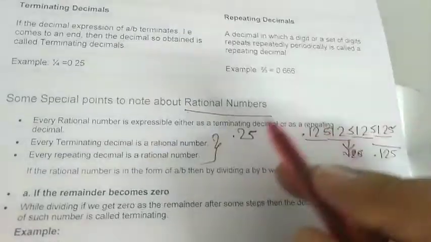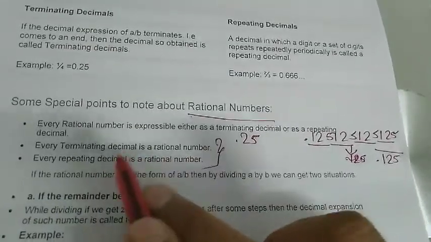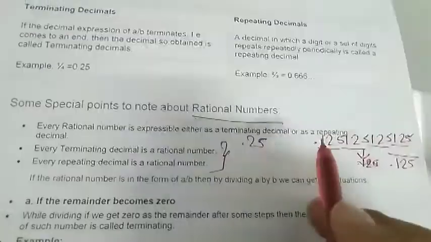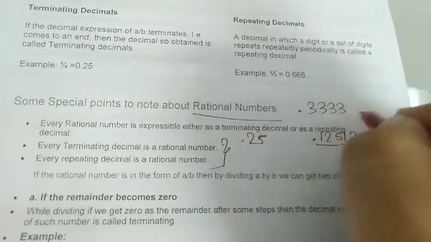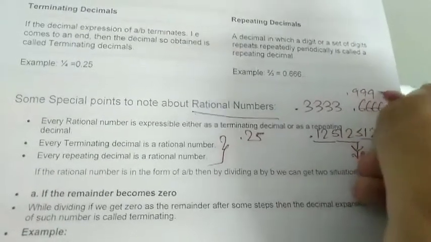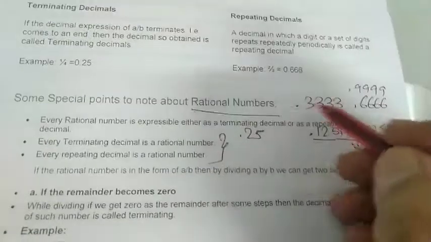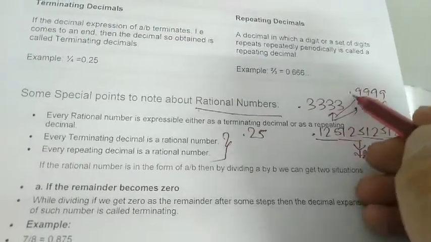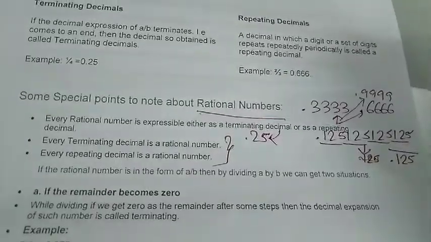Okay, so what is a rational number? A rational number is either terminating or repeating. Either it should terminate, and if it is not terminating, then it should be repeating, like 0.3333, 0.6666, 0.9999. So these are repeating and this is a terminating decimal. Understood?